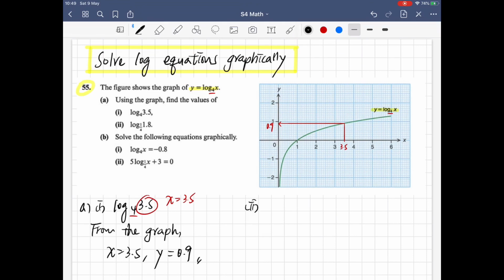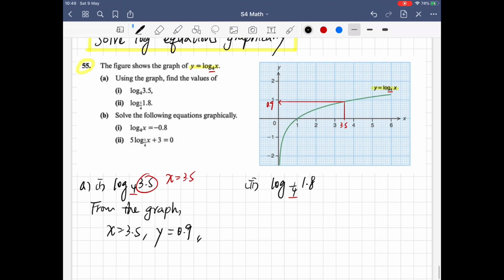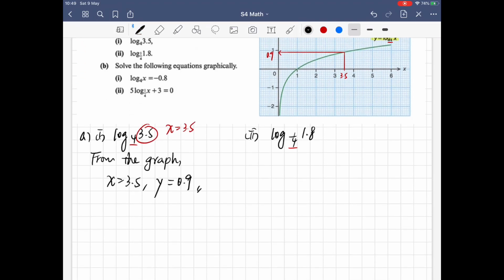Then for A2, it asks you to find the value of log 1.8 with base 1/4. As you can see, the base in the question is 1/4 instead of 4. Therefore, we have to change the base into 4. First, we separate log 1.8 with base 4 using the properties, so that we have log 1.8 over log 1/4. Then we can change 1/4 into 4 to the power -1.